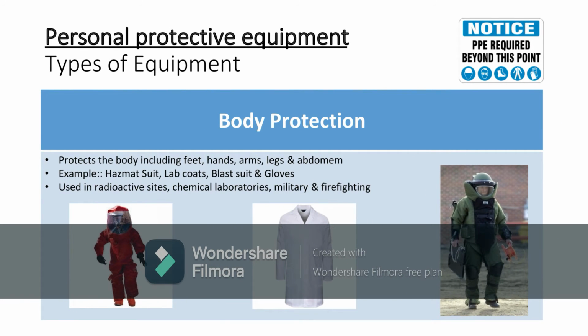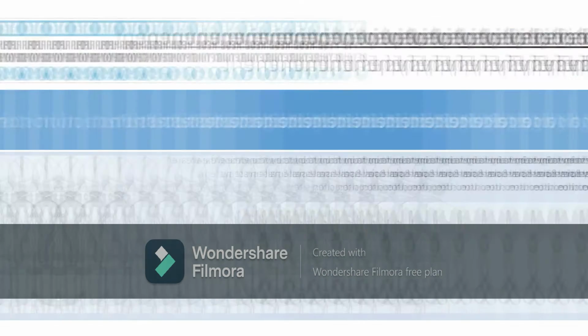The fifth type is the body protection. It protects the body, including feet, hands, arms, legs, and abdomen. It is used in radioactive sites, chemical labs, military, and firefighting.